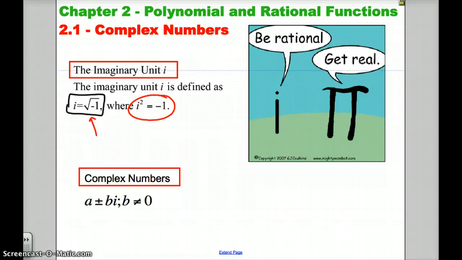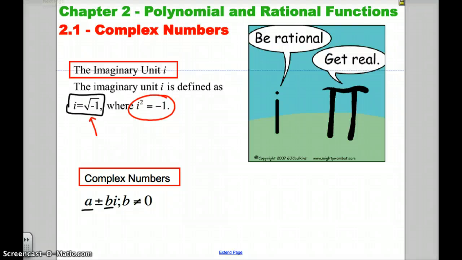Now, complex numbers are basically an imaginary number plus a real number. a and b represent your real numbers here, where i is your imaginary, and you can't have b equal to 0, because if b were 0, then you'd have a non-complex number. You'd have no imaginary number there, so it wouldn't quite exist.